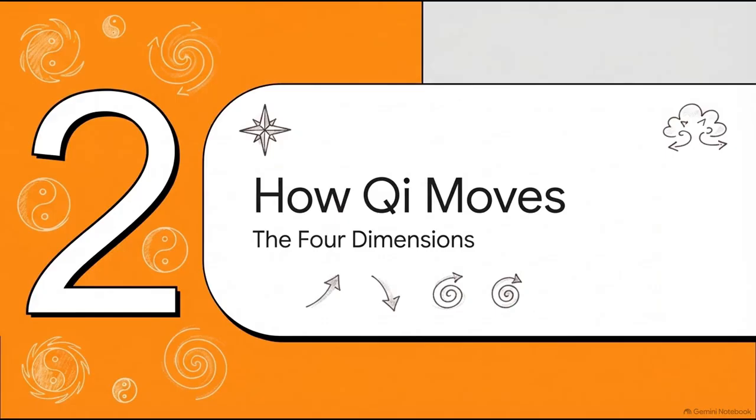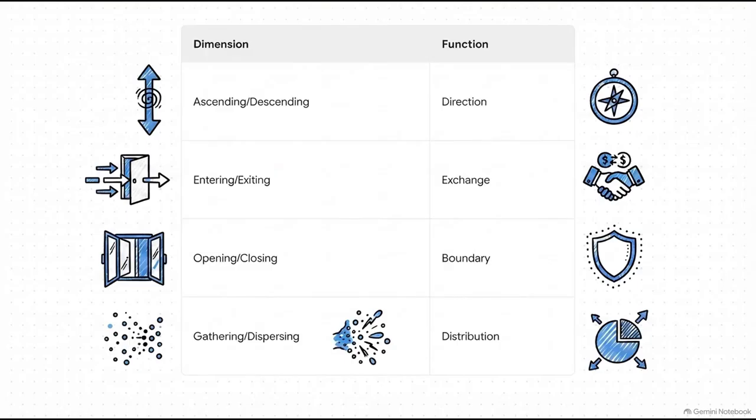Moving right along to Section 2. How qi moves. The 4 dimensions. Here's the kicker. Qi is never static. When it moves, it operates in 4 fundamental dimensions.